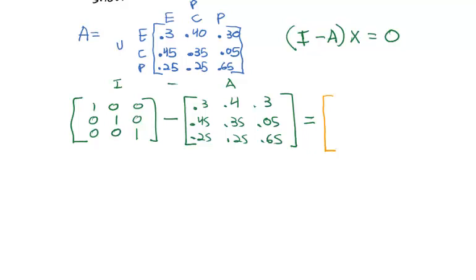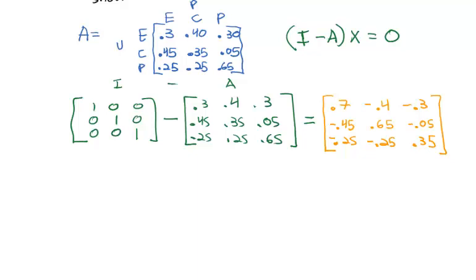That's going to equal... I could do it on the calculator, but it's probably easy just to do on our own. 1 minus 0.3 is 0.7. 0 minus 0.4 is negative 0.4. 0 minus 0.3 is negative 0.3. 0 minus 0.45 is negative 0.45. 1 minus 0.35 is 0.65. 0 minus 0.05 is negative 0.05. 0 minus 0.25 is negative 0.25. 0 minus 0.25 is negative 0.25. And 1 minus 0.65 is positive 0.35.